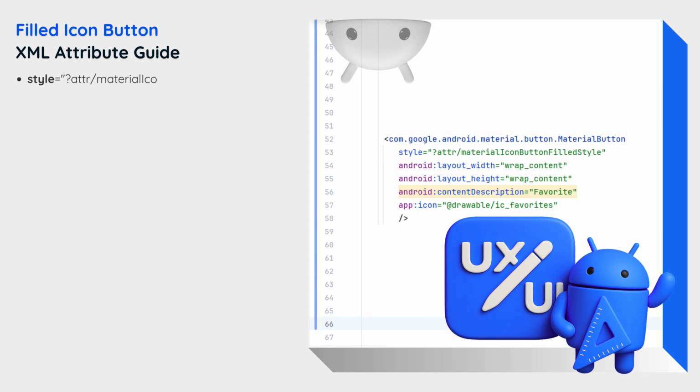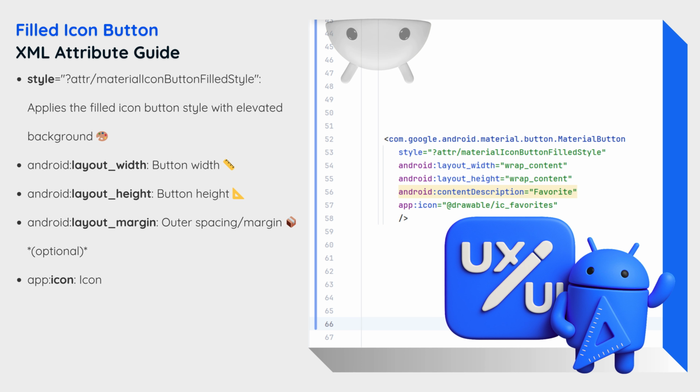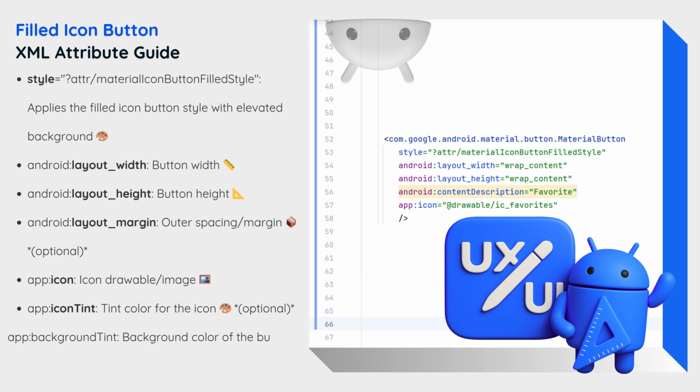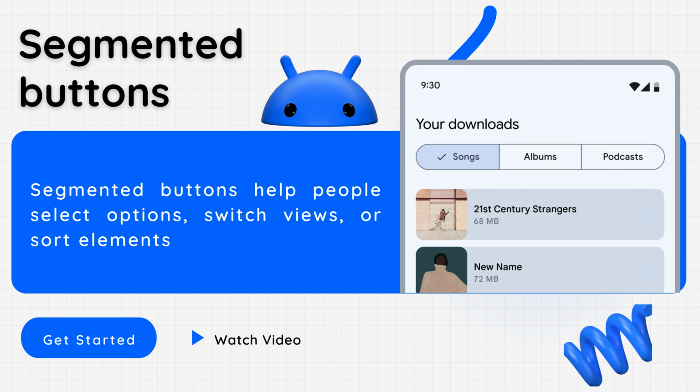Let's look at the XML attributes for a filled icon button in Material 3. Use style equals @material icon button filled style to apply the filled style with an elevated background. App icon sets the icon image. You can optionally use app icon tint to change the icon color, and app background tint to set the button's background color. Segmented buttons help users choose between options, switch views, or sort content. They group related actions together, making the interface more organized and easier to use.